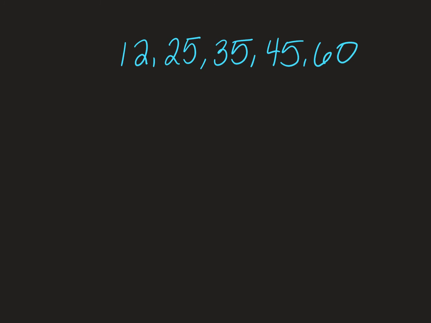So each plot has 5 key numbers as markers. Consider the following box plot representing the 5-number summary. Here's your numbers: 12, 25, 35, 45, and 60. Okay, now, I'm going to try to draw this, but I'll do my best. Just bear with me.